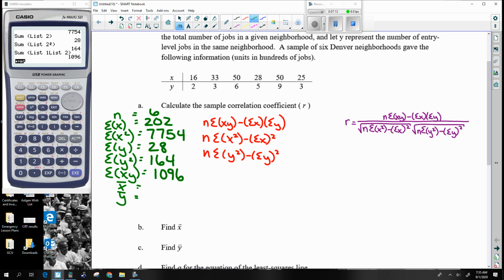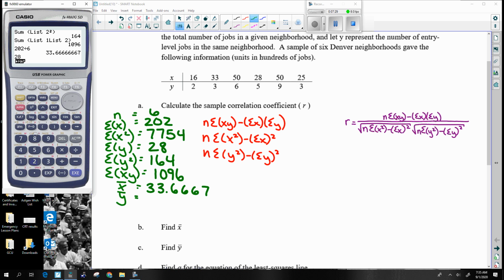Then x bar is the average of x. So you add up all the x's, which I did, that's 202, and you divide by the number of numbers, which is 6. And then we also are asked y bar, so you add up all the y's, which we did, that's 28, divided by 6.